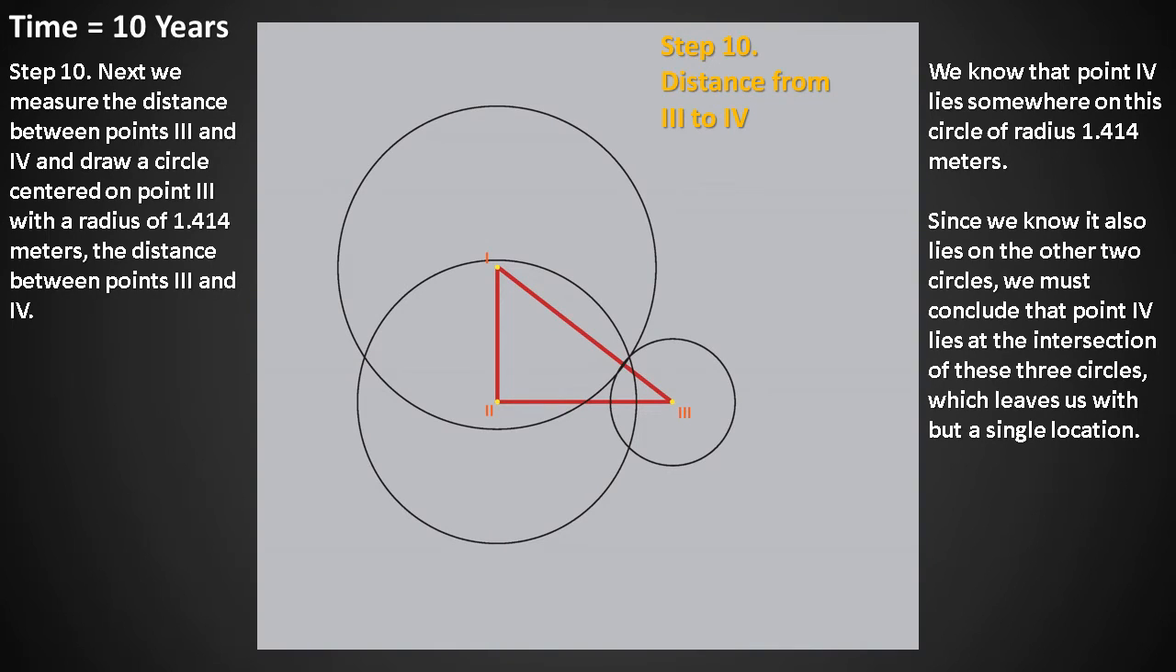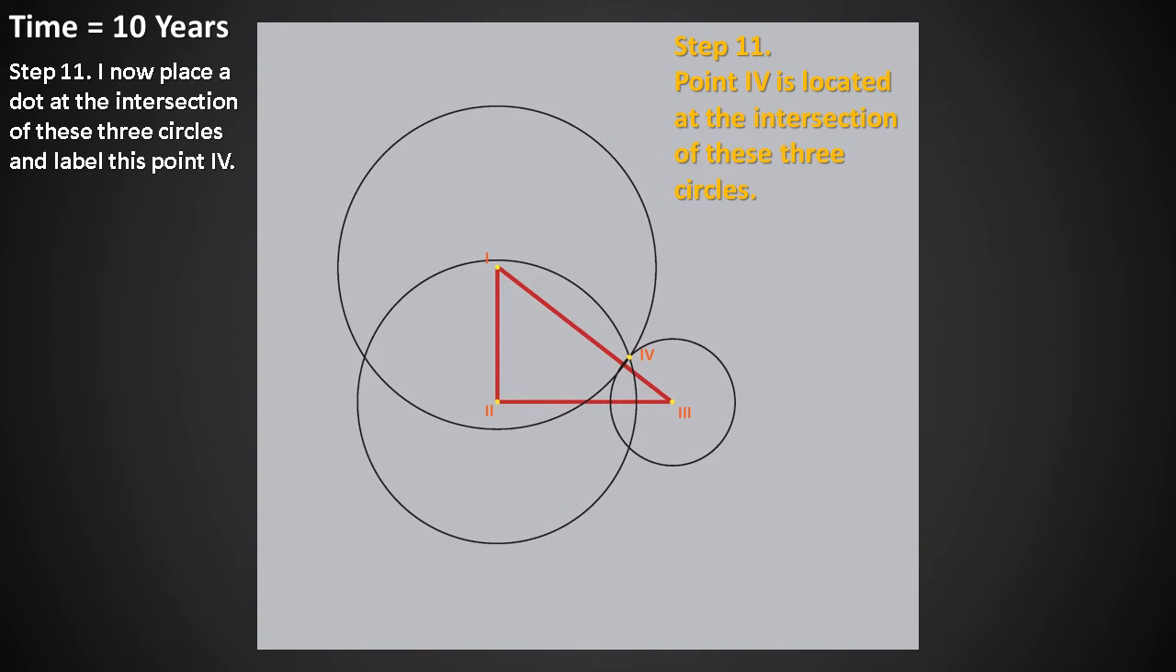Step 10. Next, we measure the distance between points 3 and 4 and draw a circle centered on point 3 with a radius of 1.414 meters, the distance between points 3 and 4. We know that point 4 lies somewhere on this circle of radius 1.414 meters. Since we know it also lies on the other 2 circles, we must conclude that point 4 lies at the intersection of these 3 circles, which leaves us but a single location. Step 11. I now place a dot at the intersection of these 3 circles and label this point 4.